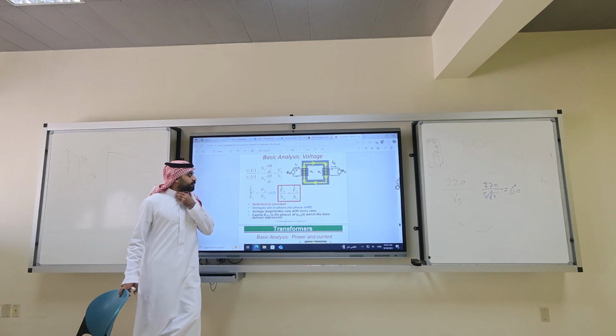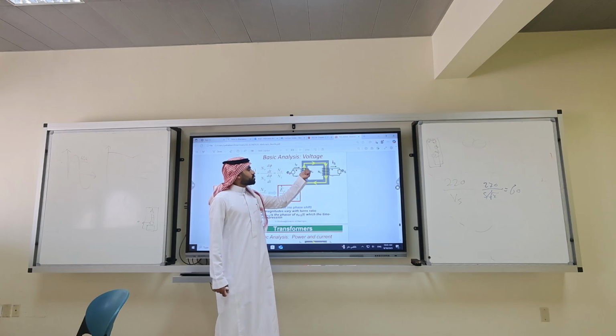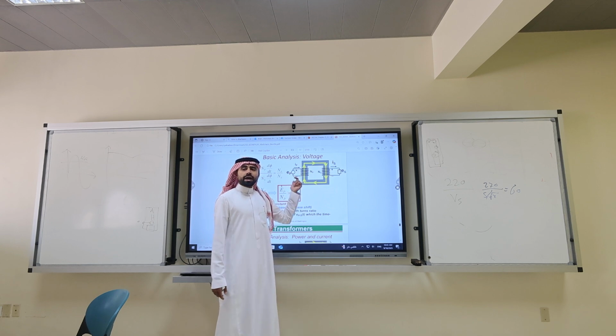Now, capital E is for phasor, small e is for time domain. We want to use phasors. Voltage magnitudes vary as you change the turn ratio. If you change the turns, you can change the ratio, you can change the output. So if you want to have smaller output, larger output voltage, let's say that this is a step down, change the ratio, make this big. So you know a regulator?